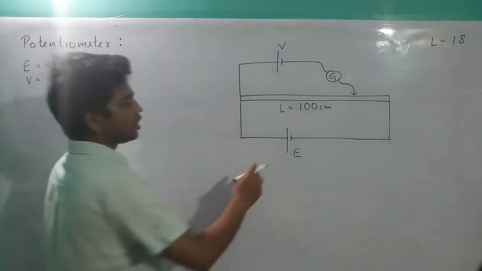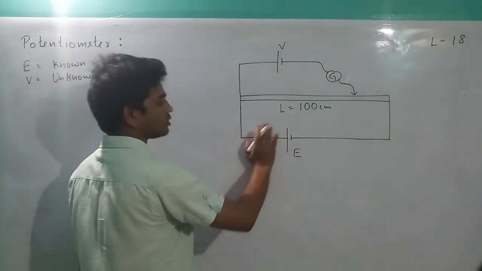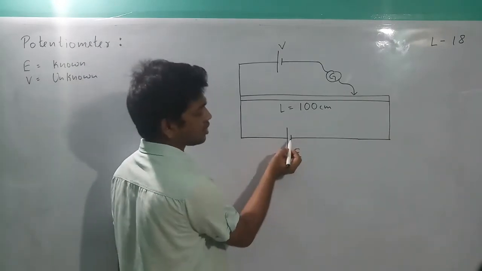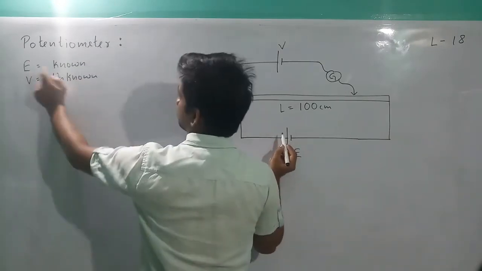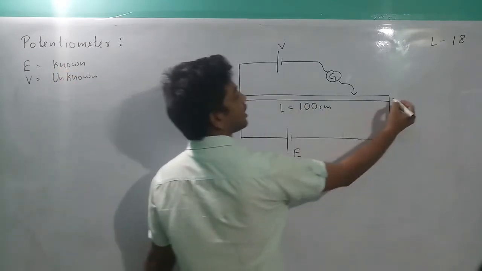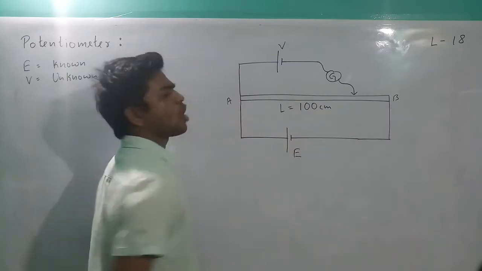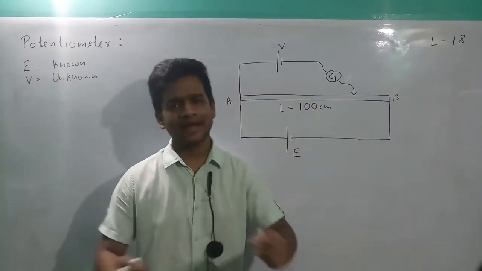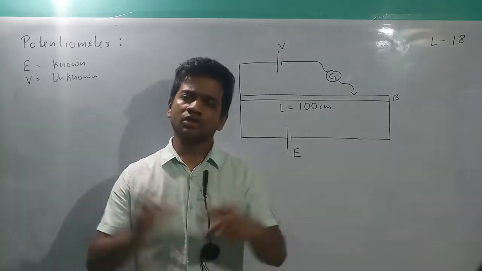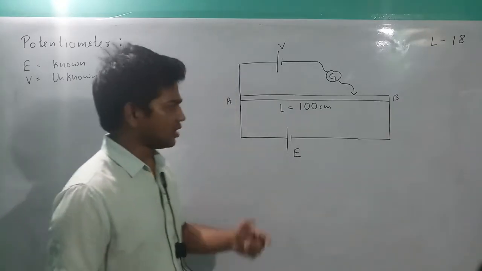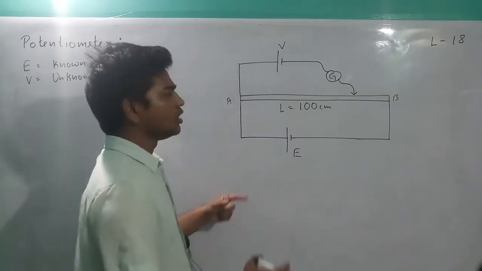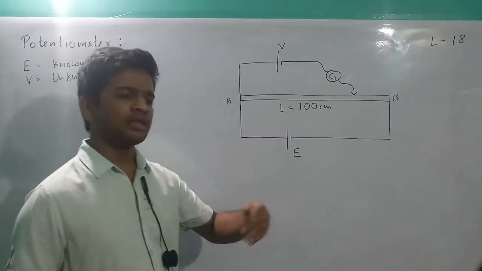So suppose we have this main circuit. This is also called the primary circuit. The primary circuit consists of an EMF which is known, which is connected to a 100 centimeter long or maybe 1000 centimeter long wire, depending upon which lab you are working in. In our lab, we have a 1000 centimeter long wire, but in some books it is given 100 centimeters. It doesn't really matter what the total length is, because the answer will change accordingly.